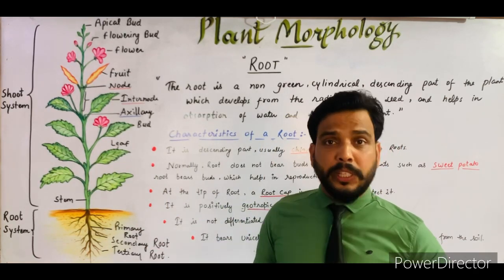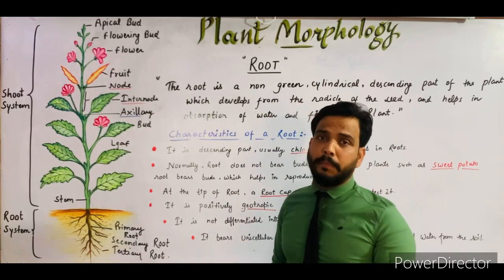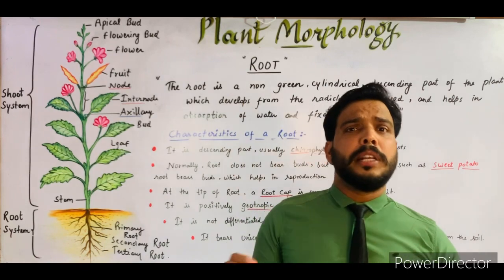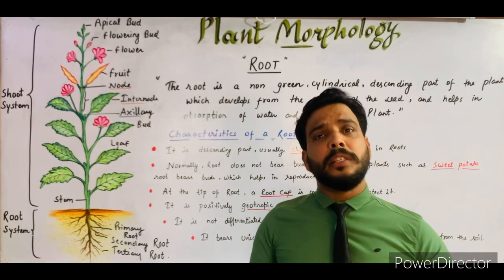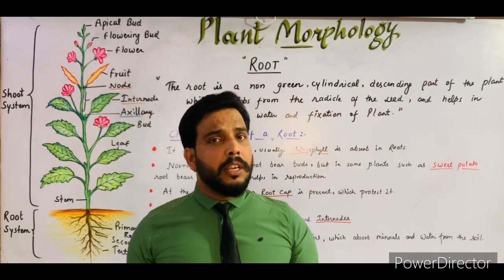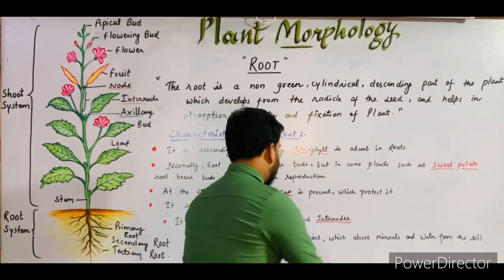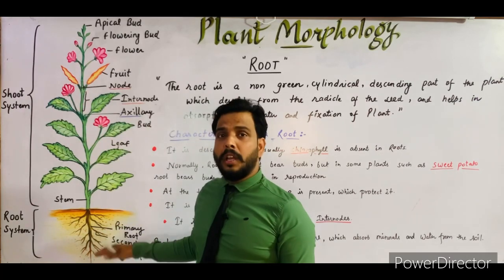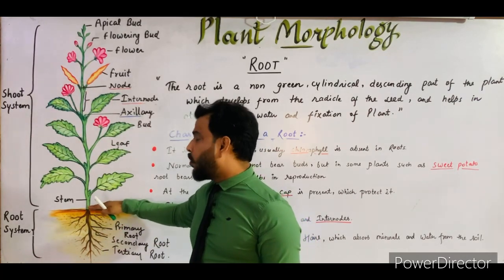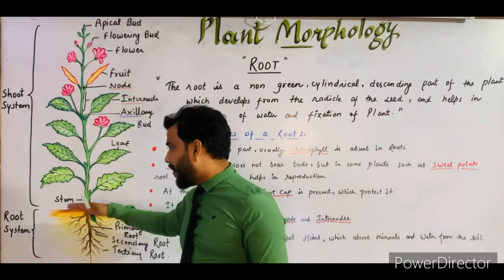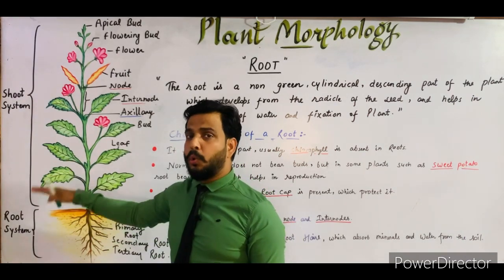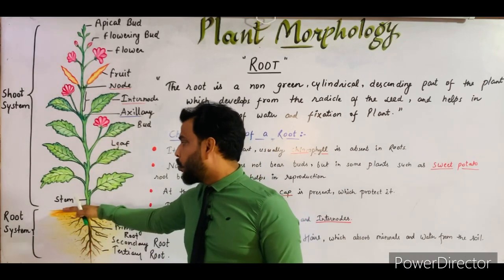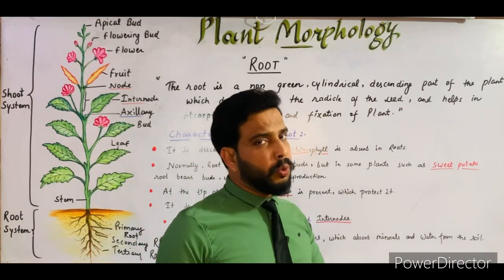So I'll start with root, which is the first topic of plant morphology. First of all, what is the root? Root is a descending part of the plant which develops from the radicle of the seed. As I told you in my last video, root is developed from the radicle. As you can see, this is a plant. In this plant, the part which remains embedded in the soil is known as the root, while the part above the surface of the soil is known as the shoot system. So the part below the soil is known as root.